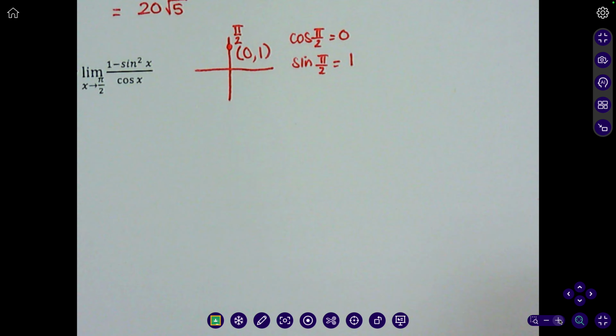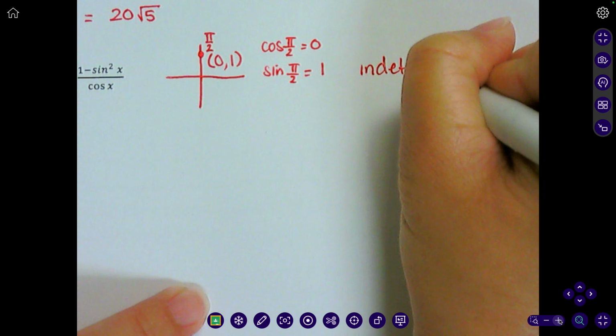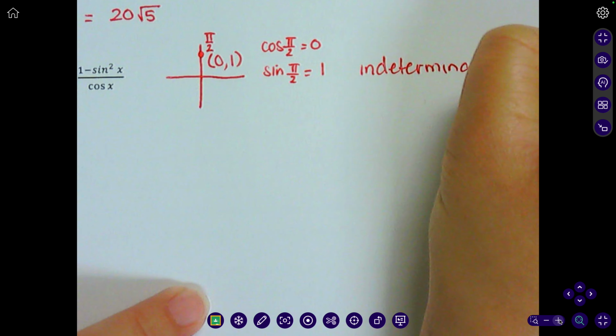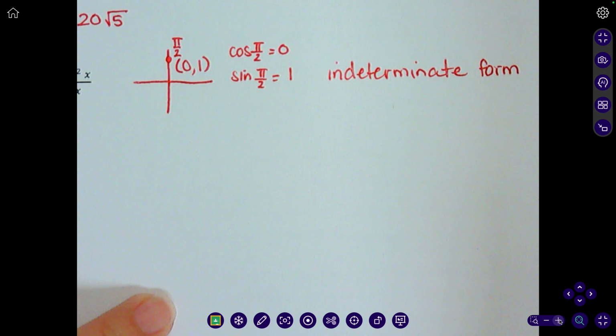So then what we're going to do is write that. This is called indeterminate form. When you have that 0 over 0, it means you have to find another way to find your limits. That's it. How are we doing? Okay.